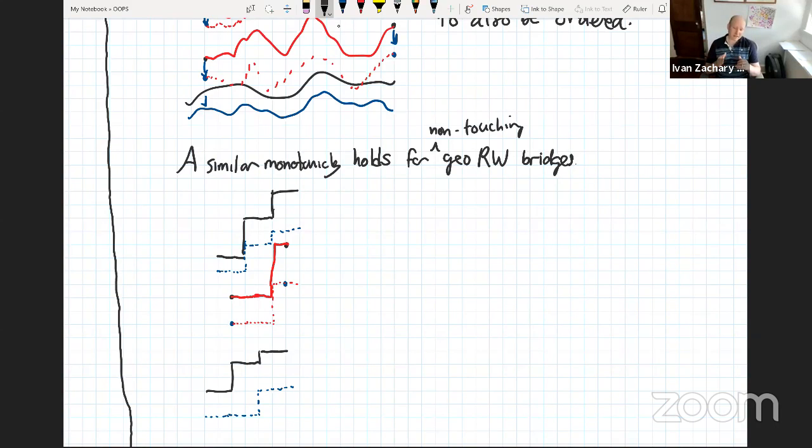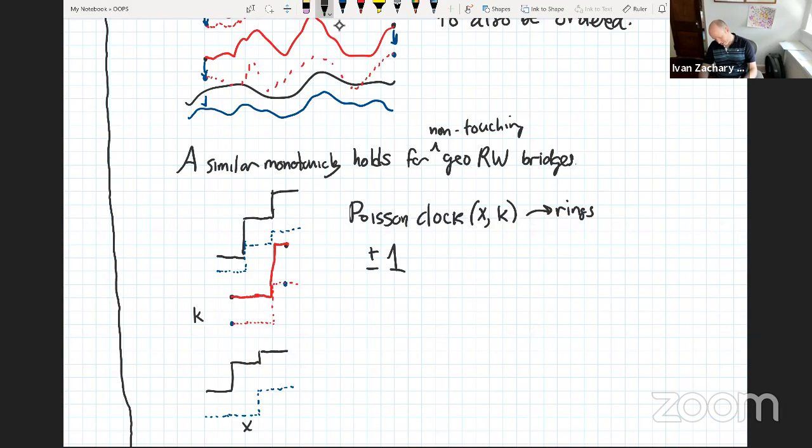It's just that at each horizontal location, I have a collection of Poisson clocks, and the clocks are indexed by a horizontal location x and an index k. So maybe I have more than one curve in between. I could have 7 curves rather than just one. And when a clock rings, what I do is I flip a coin and I change the height by plus or minus 1, if it doesn't lead to touching.